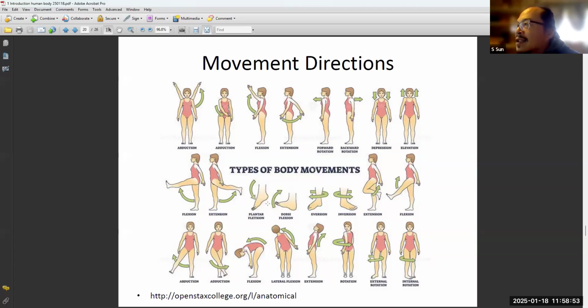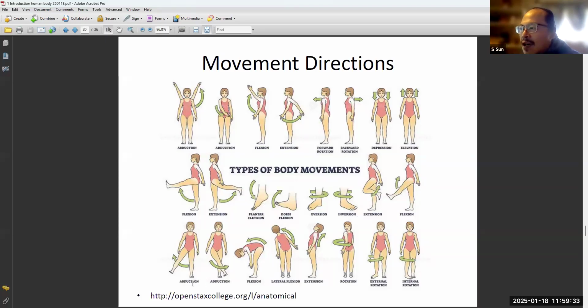Plantar means the bottom of your foot, so you reduce that angle. Otherwise it is pretty large, and you reduce it. So this is plantar flexor. On the other side will be the dorsal. Dorsal is the back flexor. And eversion, rotate outward, inversion, rotate inward.